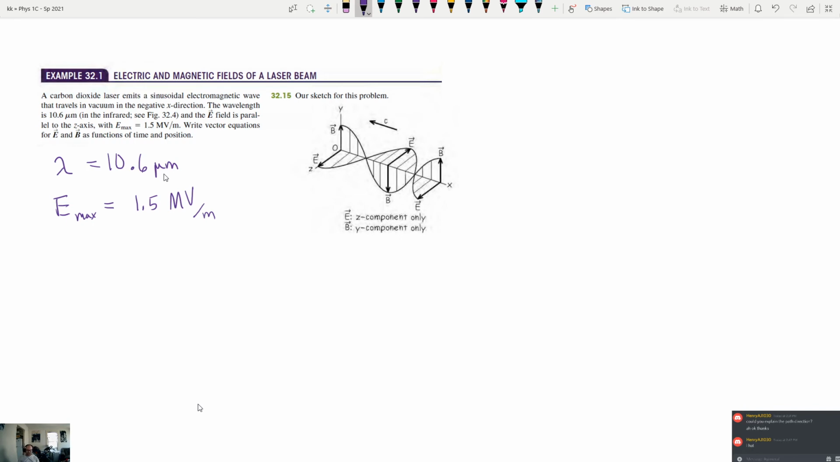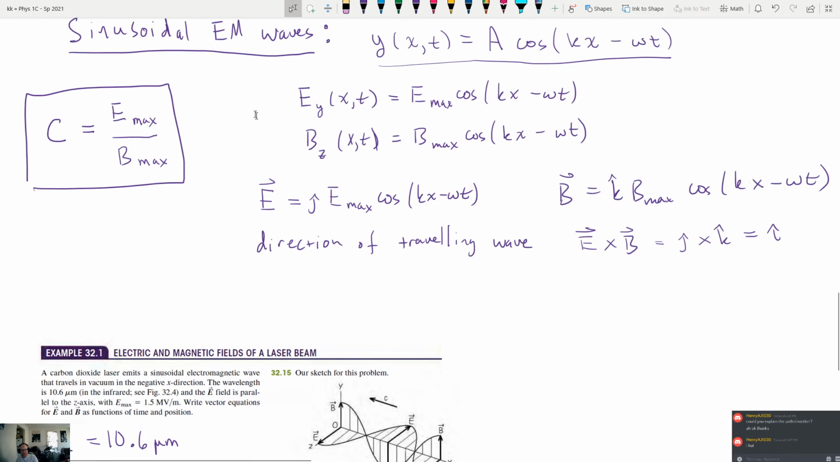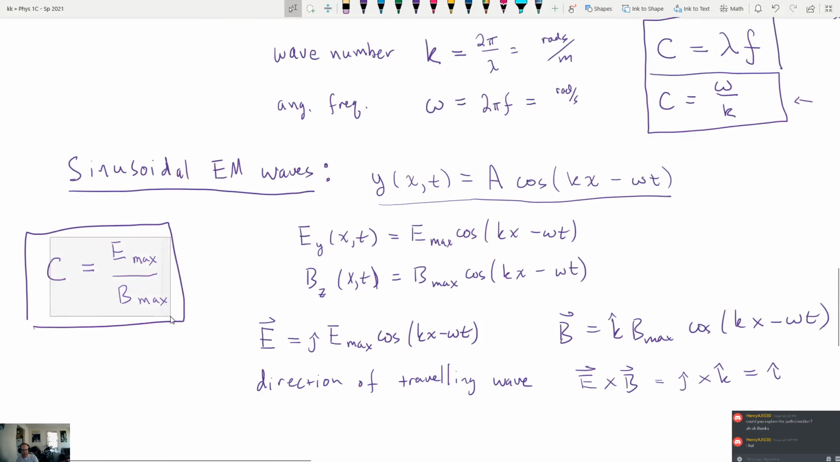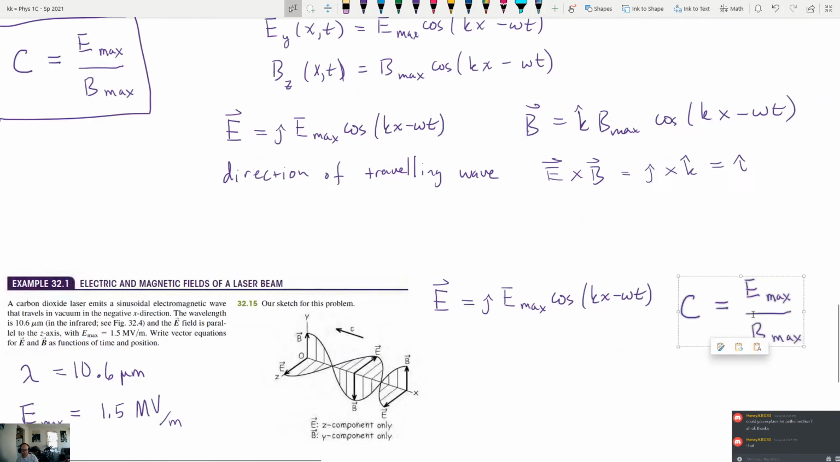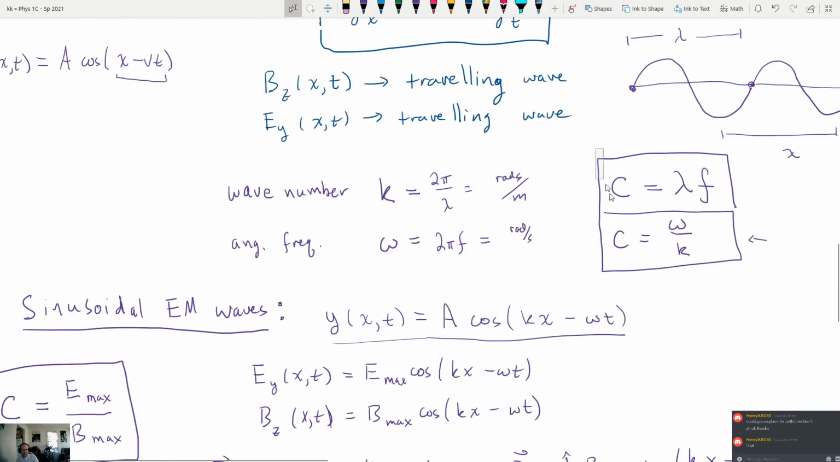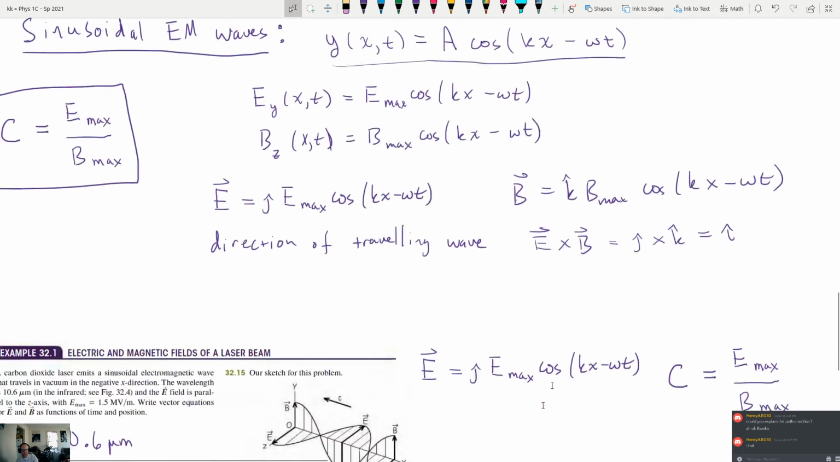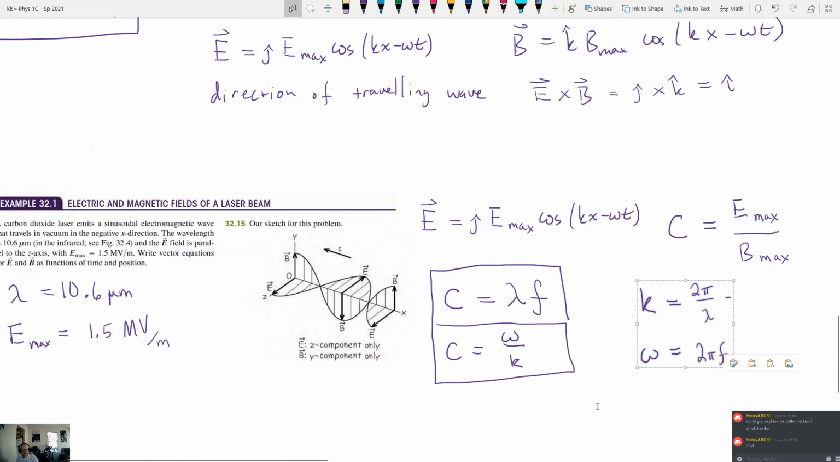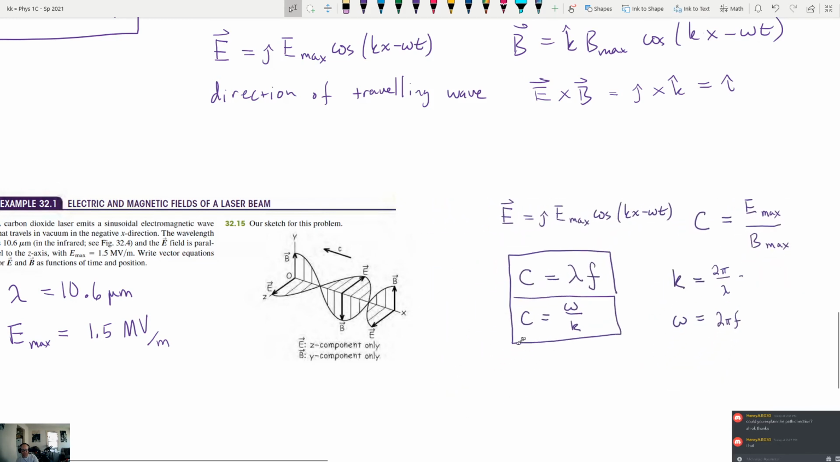So we're only given two pieces of information right here. And we had from before the general form of one of our waves, which we'll pull down here. We also know a couple other things. We're going to need this equation, these equations, and I think we need both of these. So we'll need all of this stuff.